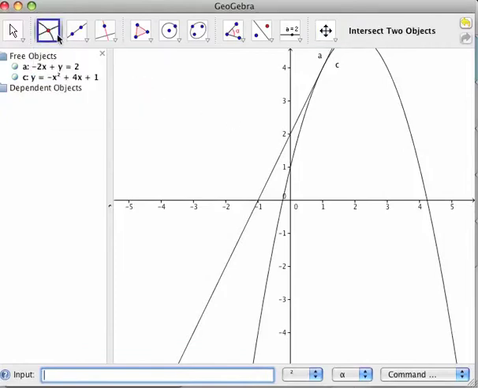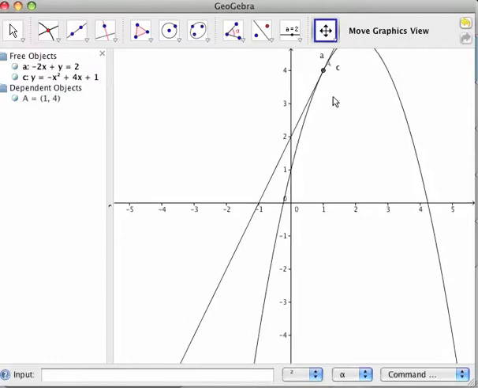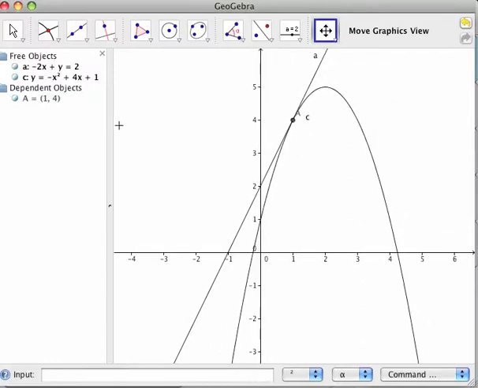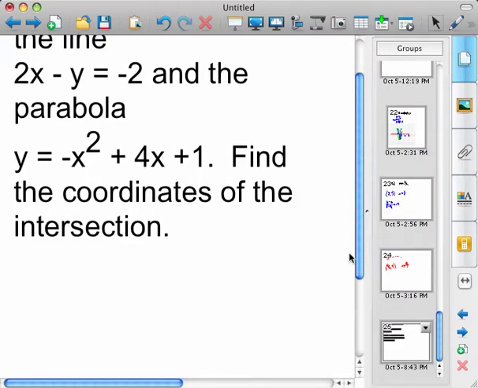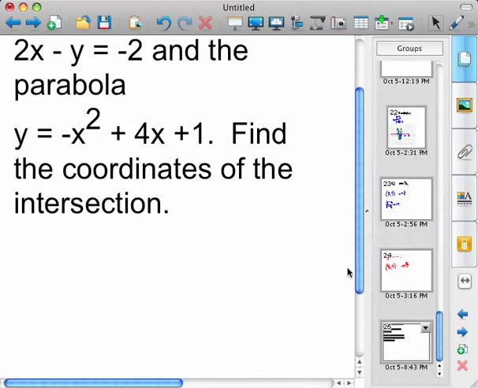So I clicked up here to intersect two objects, and I'll click on both objects, and sure enough, point A, they intersect at 1, 4. So that's what's happening geometrically. So let's look at it algebraically. Can we prove that with algebra?